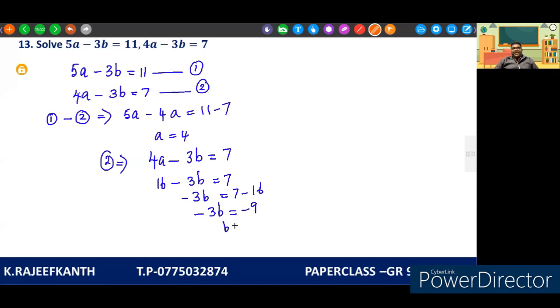Now we have to divide by minus 3. Then minus 9 divided by minus 3, that is 3. Then a is equal to 4. b is equal to 3. Here we have to give the answer. a is equal to 4 and b is equal to 3. Right?